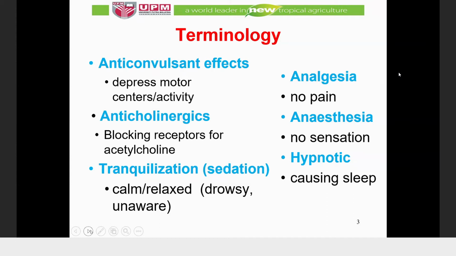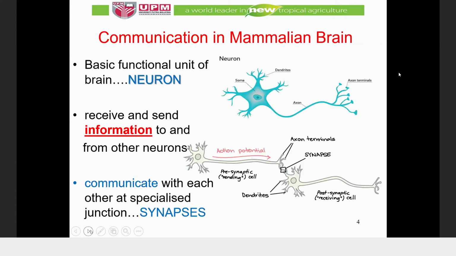Do you have any idea what I asked? Communication. So how does communication take place? This is how communication in the mammalian brain takes place. So what is the functional unit of a brain? It is the neuron. You already know, right? It receives and sends information to and from other units.